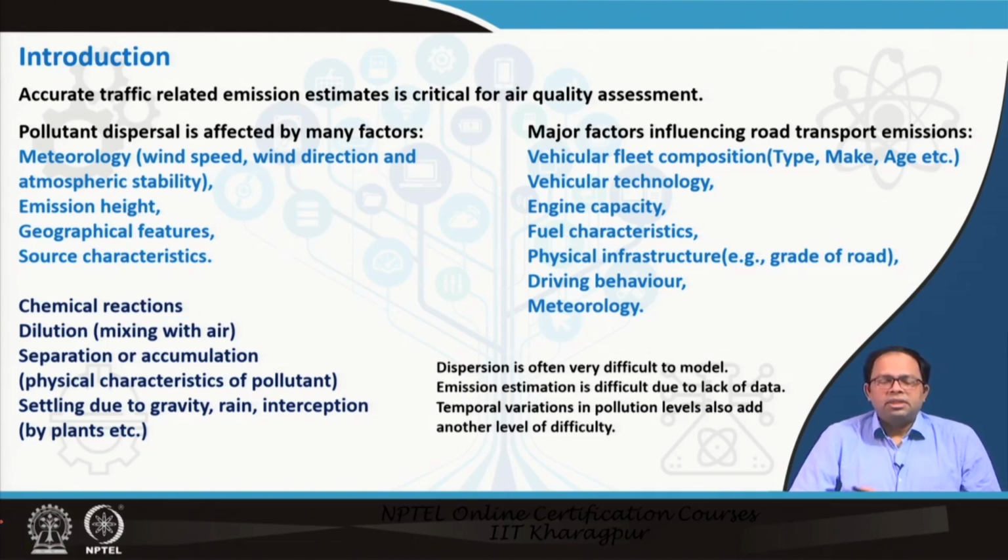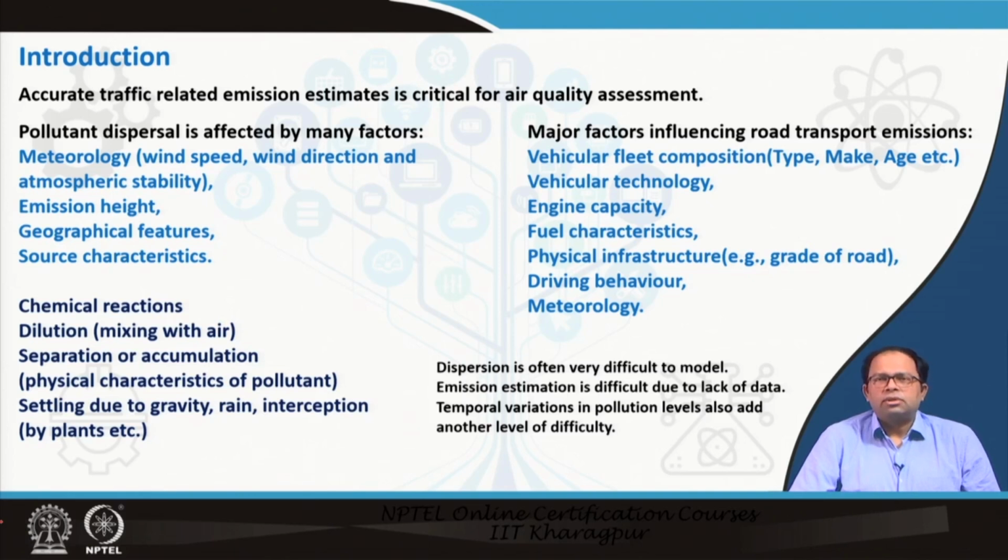Now, once the pollutants are emitted, the next step is to understand how the pollutant dispersal happens. That means how the pollutants are dispersed in the atmosphere, and that process is also affected by many factors. In fact, it is a much more complicated process. The main factor that has an impact is of course meteorology, which includes wind speed, wind direction, atmospheric stability, the boundary layer conditions, and all this plays a big role. Then the emission height.